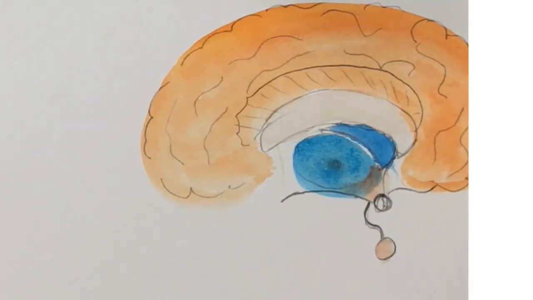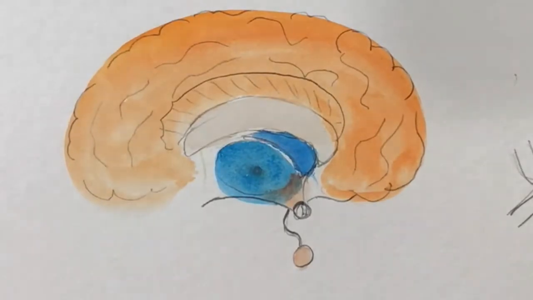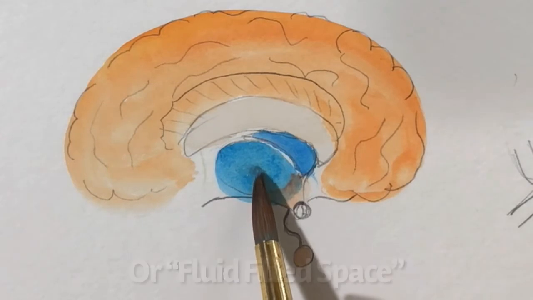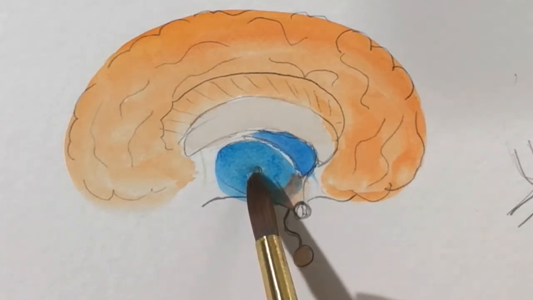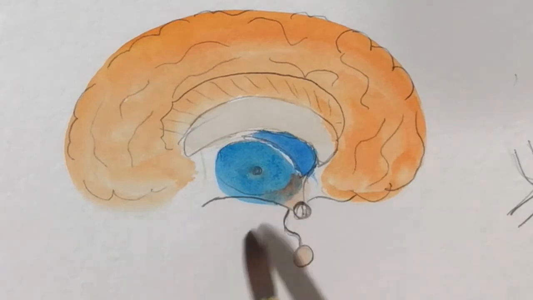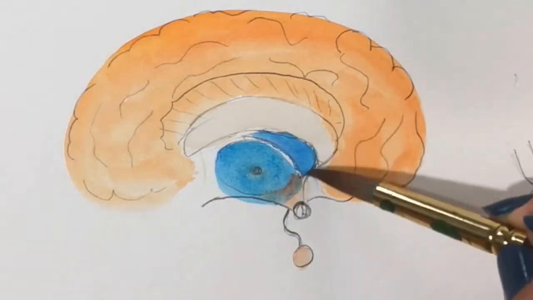Now you might be wondering, how do I tell which is which on the practical? The answer to that is if I point here and say identify the ventricle, I'm asking for the third ventricle. If I point here and say identify the structure, we're looking for the thalamus. Here, we're looking for the hypothalamus. And remember, the lateral ventricles are up here.